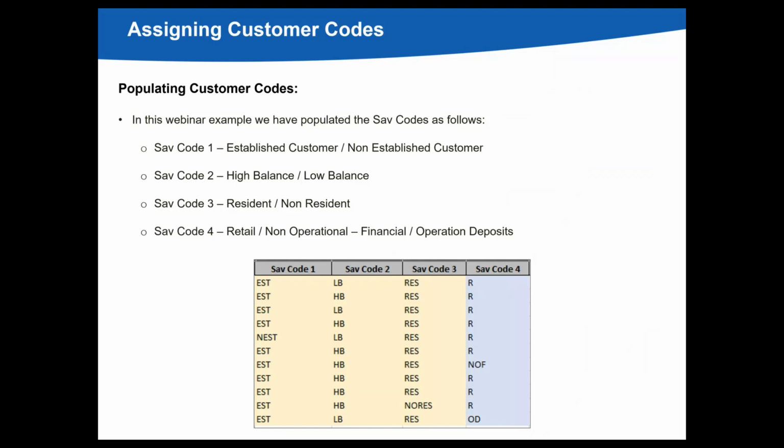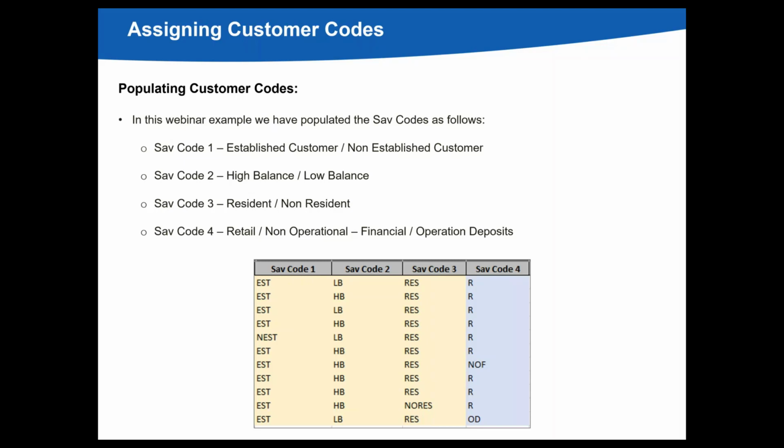In my SSI upload file, I populated those columns with established or non-established in my first code, so that's capturing that data element at a record level. I've got if it's a low balance or a high balance in the second column, and in the third column if they're resident or non-resident. Then in the blue column, I've captured if I've got any deposits that are non-retail deposits. That's something else I'd want to capture at a data level.